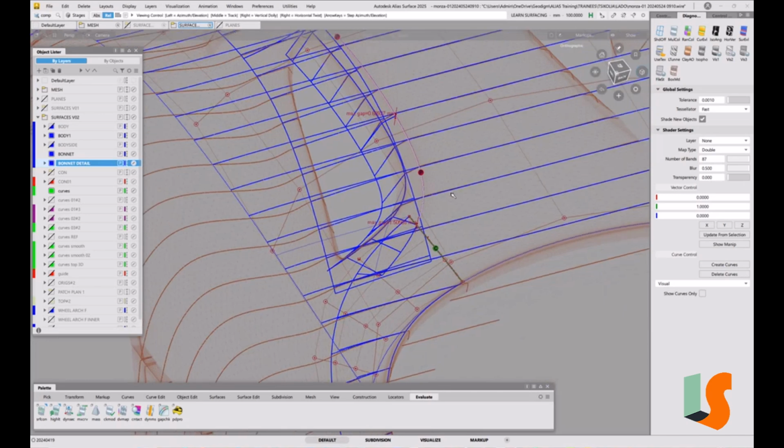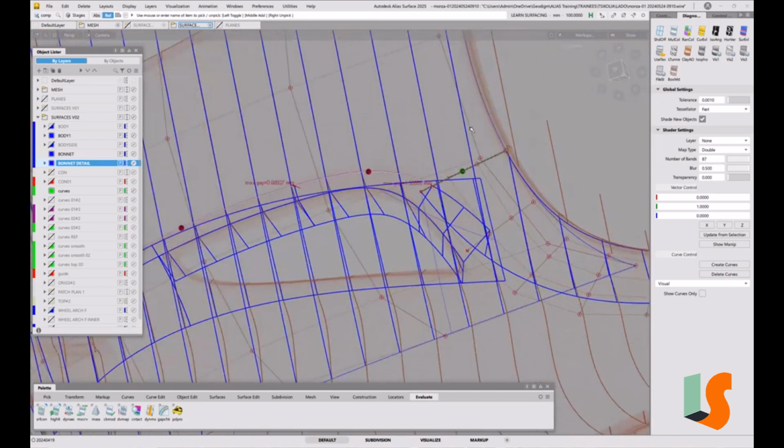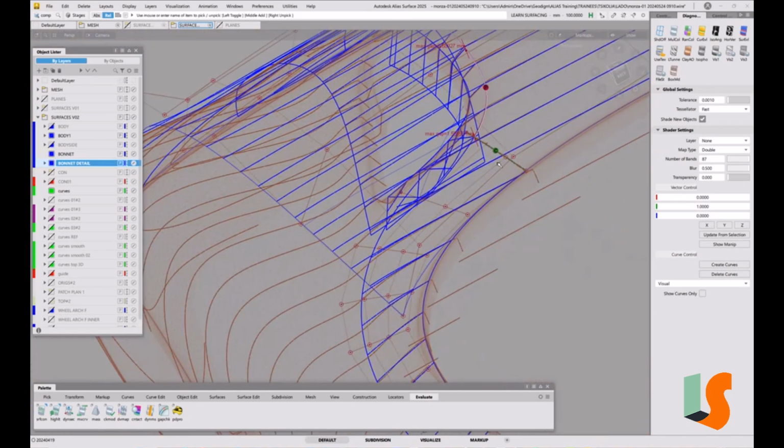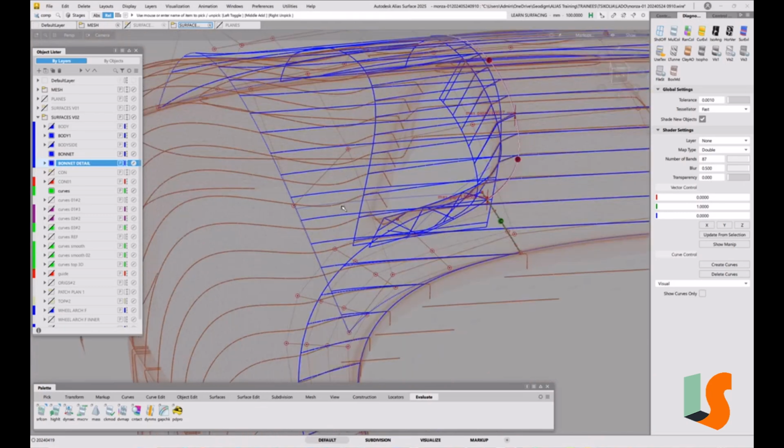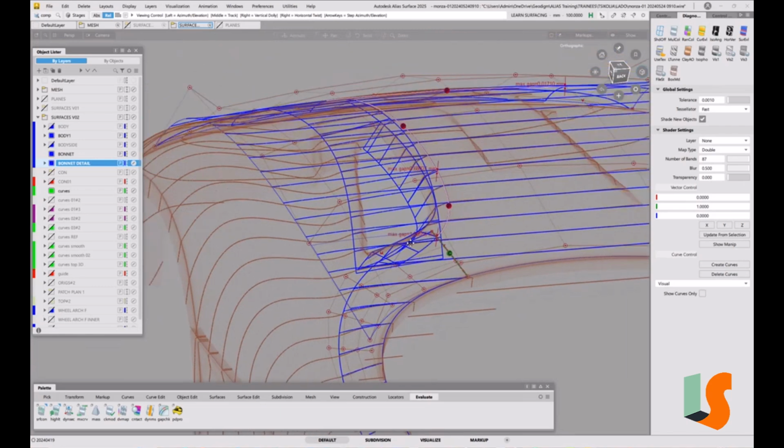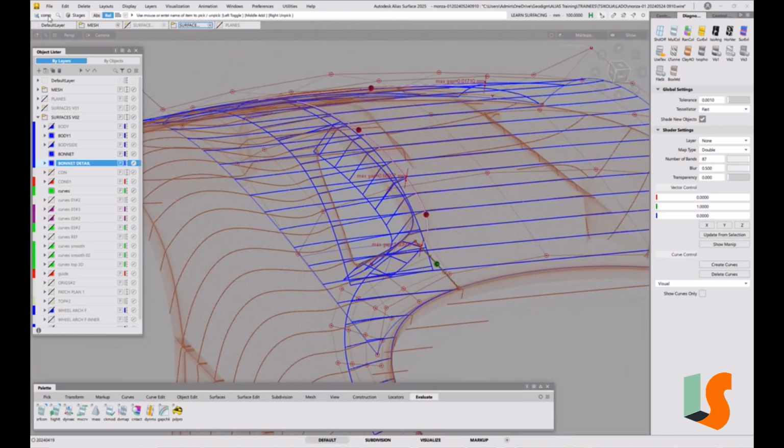Right, so the other thing that we need to do, so we've got that surface, when we extend it, is a bit more in tune with the sections that are going on here. And again, I'm going to save that.